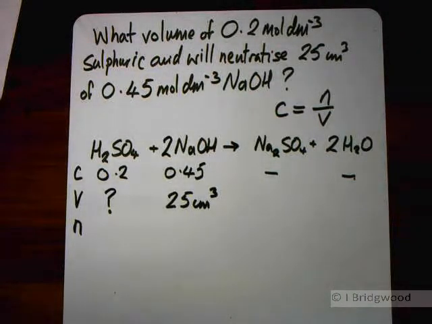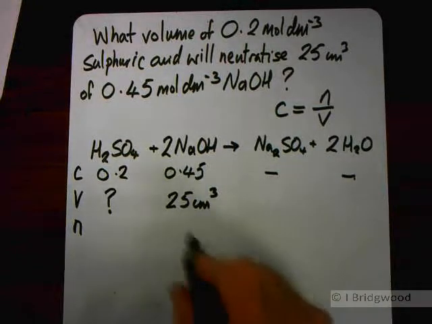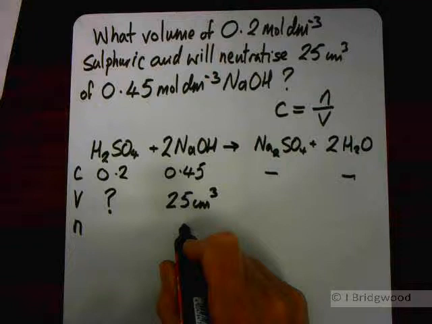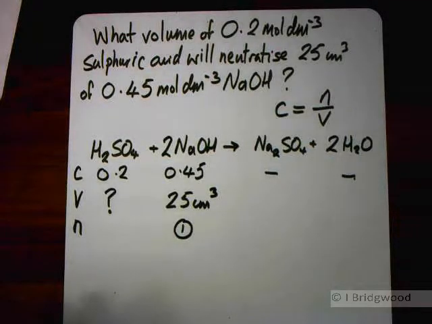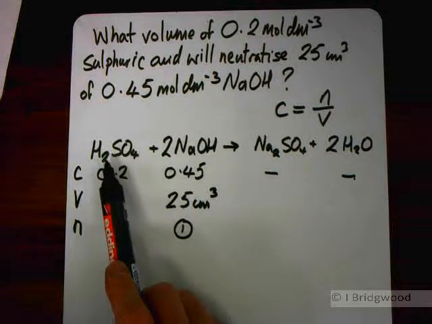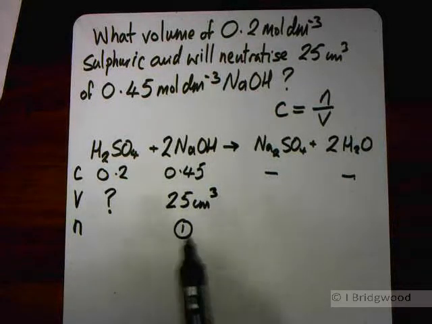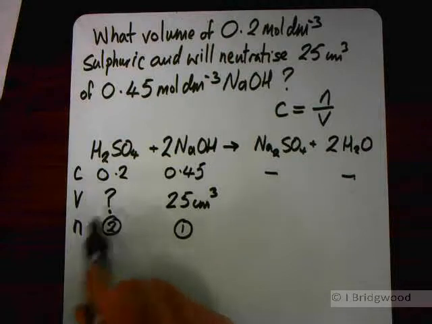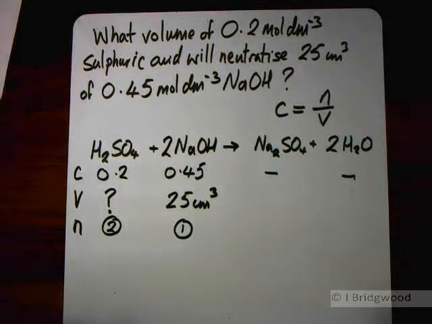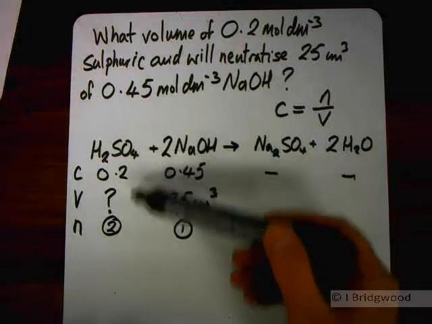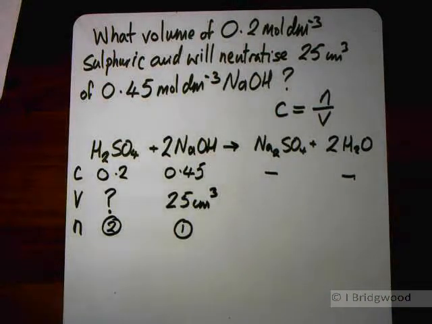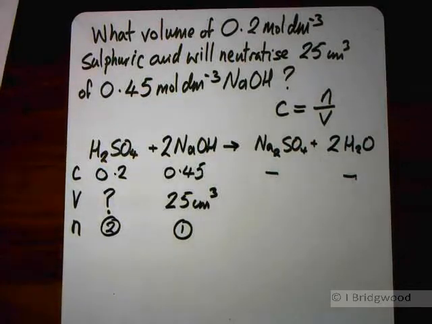So let's think of a strategy. Remember that if you know two of the three variables, you can work out the third. And you can see from that we should be able to work out the amount of sodium hydroxide. And amounts, of course, are very useful because they connect everything in the balanced equation. You can see that 2 moles of sodium hydroxide react with 1 mole of sulfuric acid. So if we know the number of moles of sodium hydroxide, we can work out the number of moles of sulfuric acid. And knowing the two variables of sulfuric acid, concentration and amount, we should be able to work out the volume.